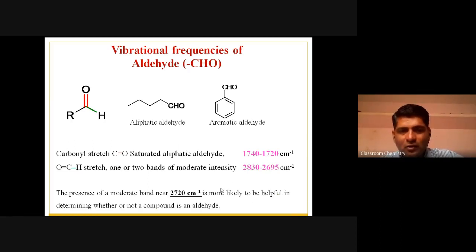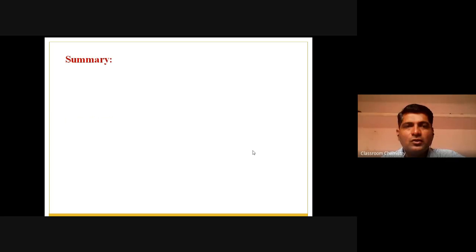The presence of a moderate band near 2720 is more likely to be helpful in determining the structure of the compound. So you can see that when there is a saturated or aliphatic aldehyde, its frequency is higher than the aromatic compounds. So next, this is the summary.